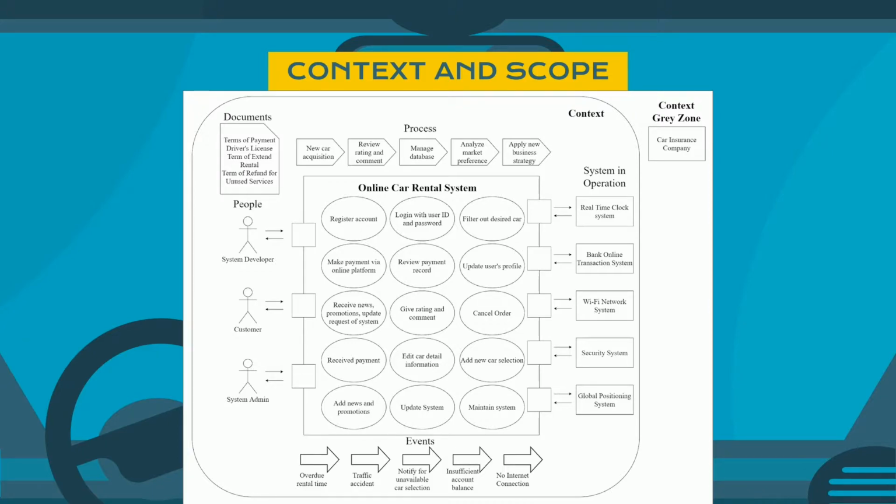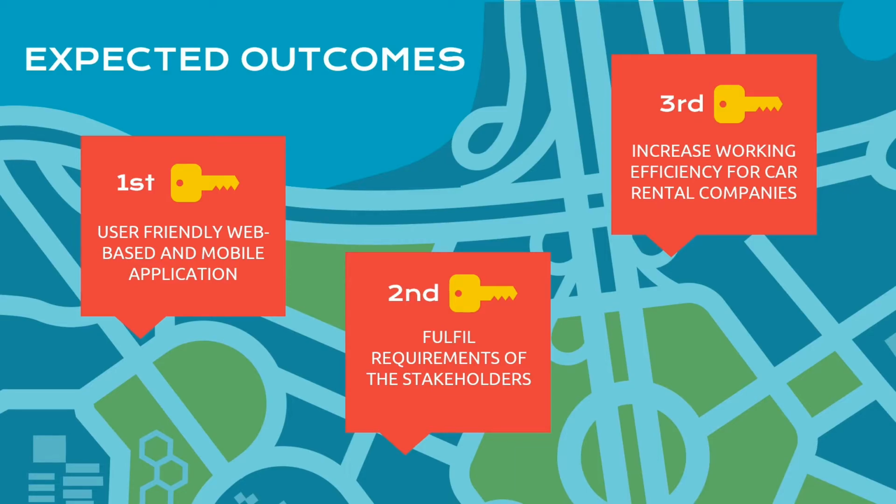Then this is the system context diagram that comprises all main functions of the online car rental system and all of the context components that will affect its performance. At the end of this project, we wish to develop a user-friendly web-based and also mobile application of the online car rental system which fulfills all the requirements of stakeholders to increase the working efficiency of the car rental company.